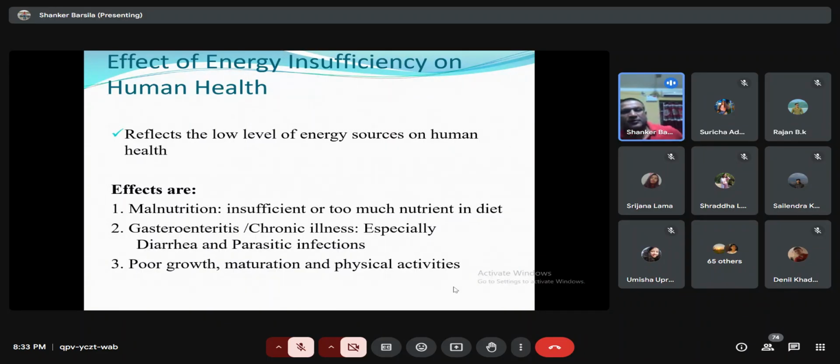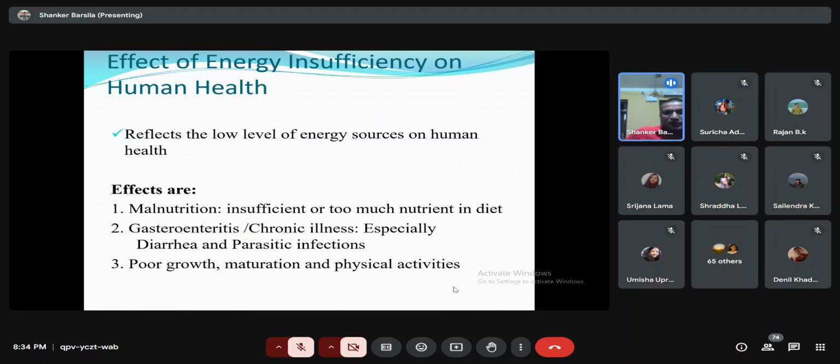And there are some effects of energy insufficiency on human health, as energy availability reflects the level of energy source on human health. The effects are malnutrition, insufficient or too much nutrient in the diet. Pellagra, kwashiorkor, and marasmus would be examples of malnutrition. And there are other illnesses, maybe gastroenteritis, especially diarrhea and parasitic infections, which would be expected when people are malnourished.